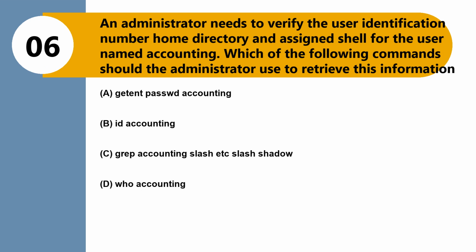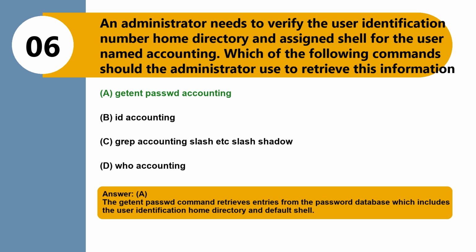Question 6. An administrator needs to verify the user identification number, home directory, and assigned shell for the user named accounting. Which of the following commands should the administrator use to retrieve this information? Option A, getent passwd accounting. Option B, id accounting. Option C, grep accounting /etc/shadow. Option D, who accounting. The correct answer is option A, getent passwd accounting. The getent passwd command retrieves entries from the password database, which includes the user identification, home directory, and default shell.